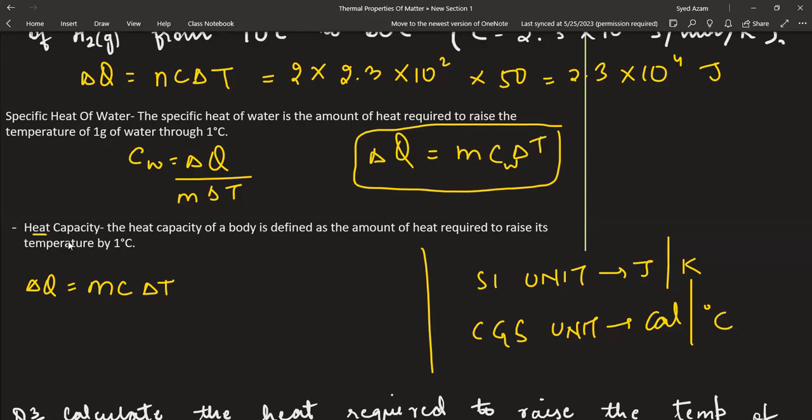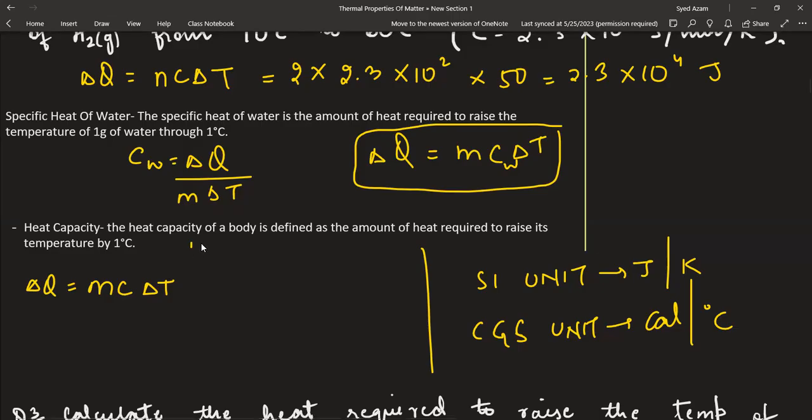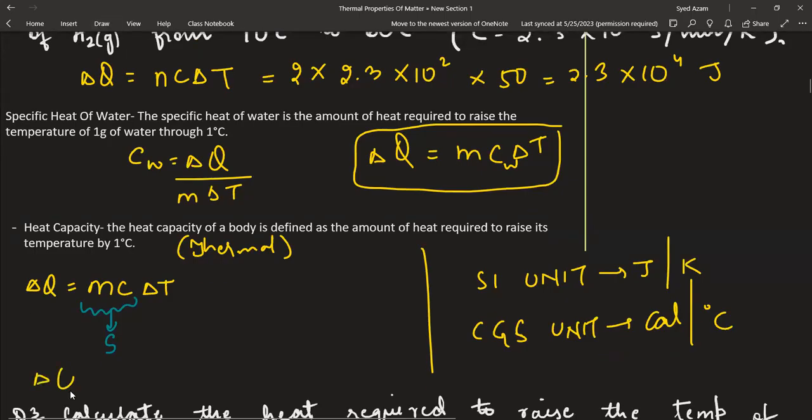And one more you have is the heat capacity. Heat capacity, also called the thermal heat capacity. Okay, this is basically the amount of heat required to raise the temperature. Basically, Aleena, if I multiply mass into the specific heat, the term is written as S. So the formula becomes delta Q is equal to S delta T.